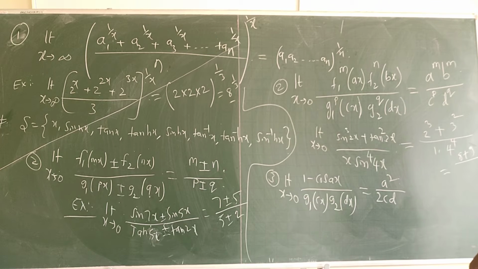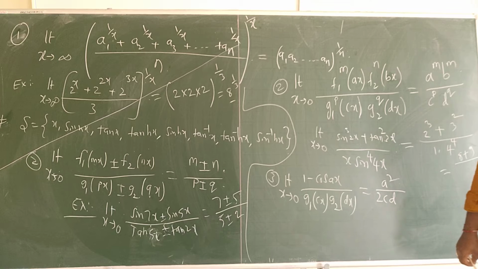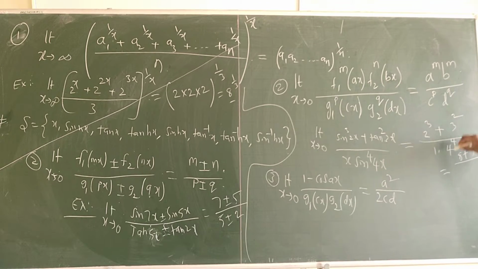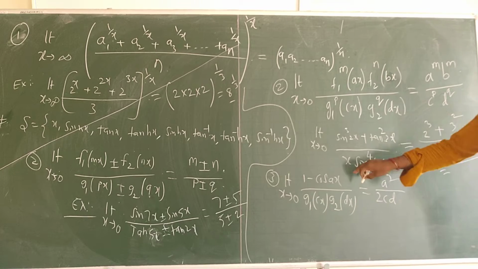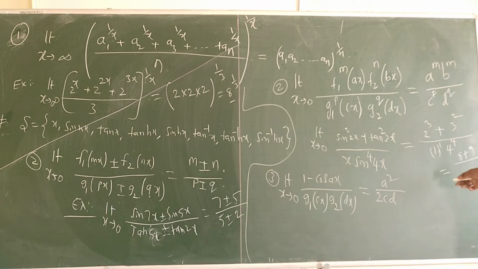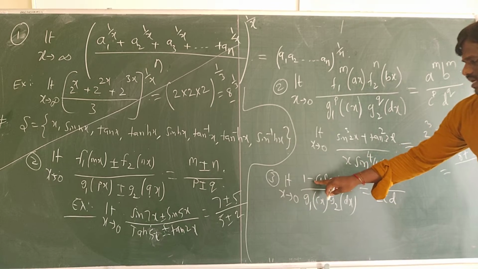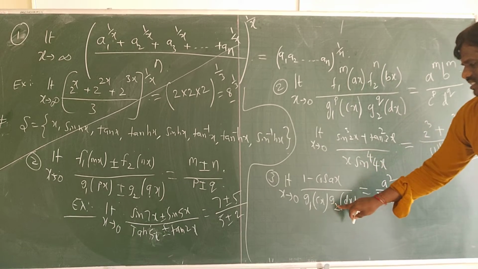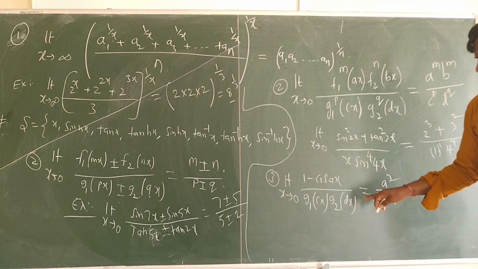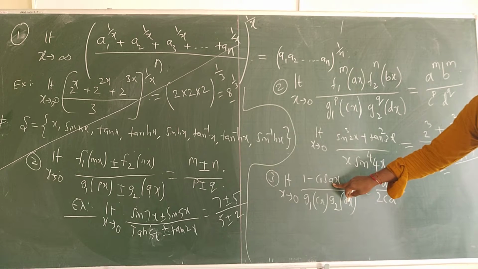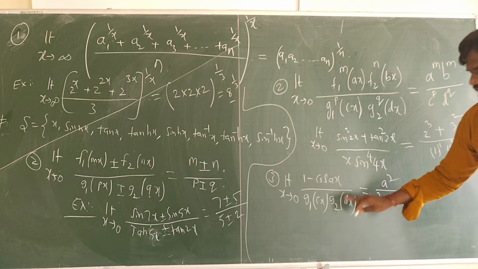Understood? Did you understand or no? Whenever you have such a form, you have the formula answer for this. This is 1 power 1. If this is not there, it means 1 power 1. Now in this case, whenever you have limit x tends to 0, 1 minus cos ax by sin cx tan dx, whenever you have such cases, the answer will be a square by 2cd. Here a square, this square by c into d.